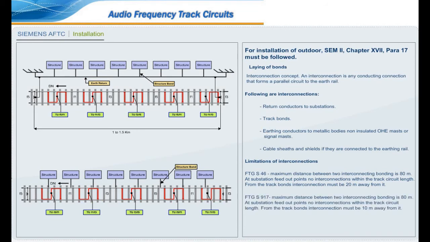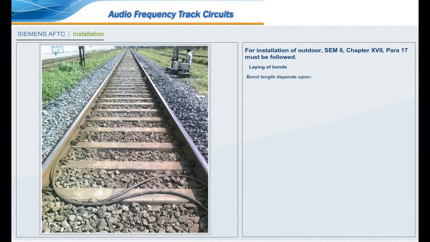FTGS917: maximum distance between two interconnecting bonding is 80 meter. At substation feed-out points, no interconnections within the track circuit length. From the track bonds, interconnection must be 10 meter away from it. Interconnection inspections must be done within 3 months with PWA and OHE staff.